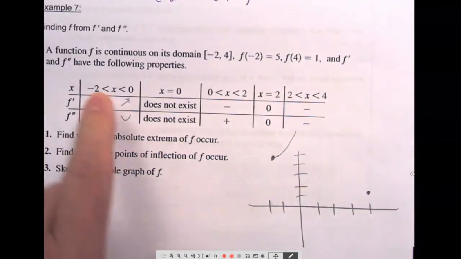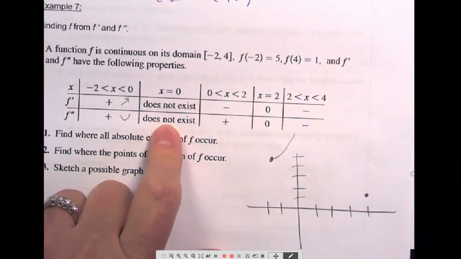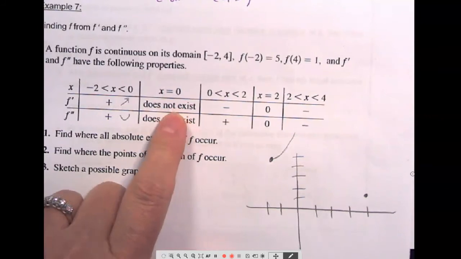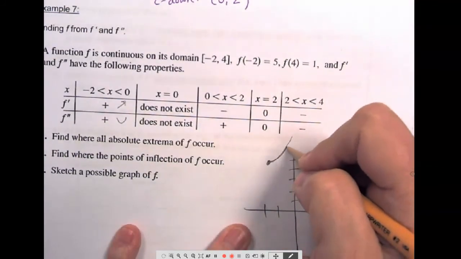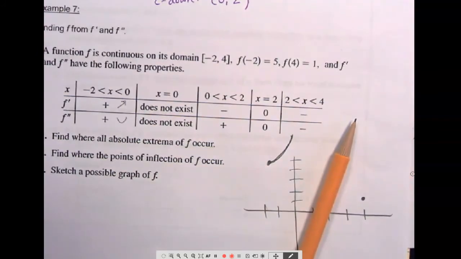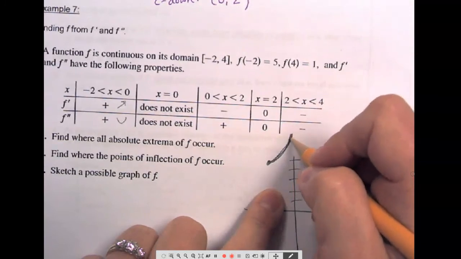Okay. When I get to 0, neither of these exist. What does that tell me if the first derivative doesn't exist, but it was continuous? Can't have an asymptote because it's continuous. Corner or cusp? This is curved coming in, so that's going to be a cusp. Corners are when you have lines coming in. This is curved. Okay, so I have a cusp.